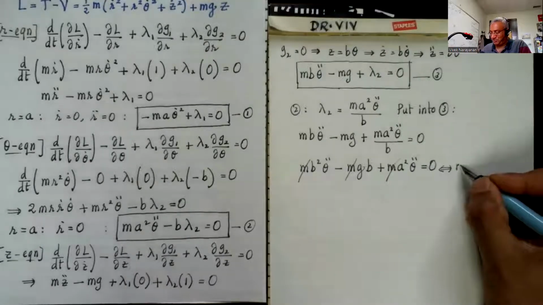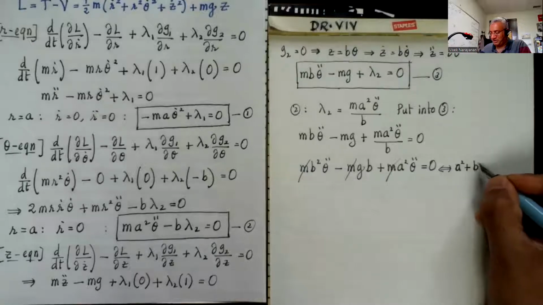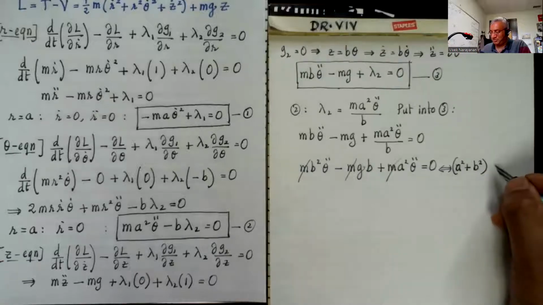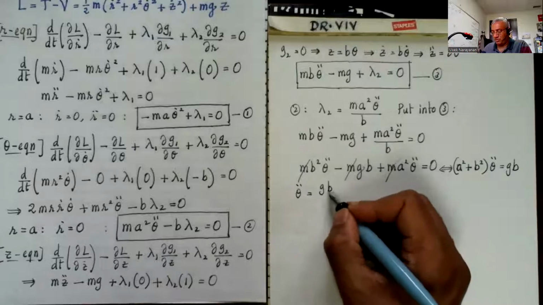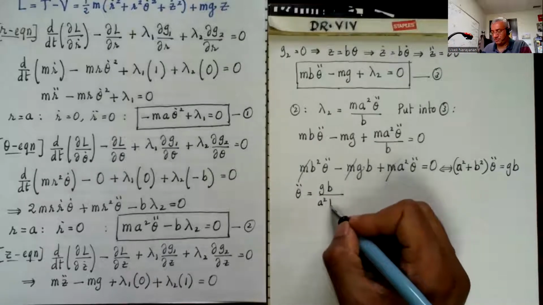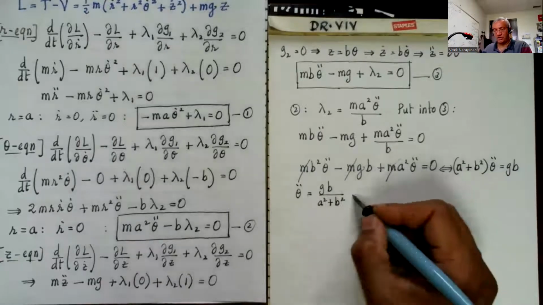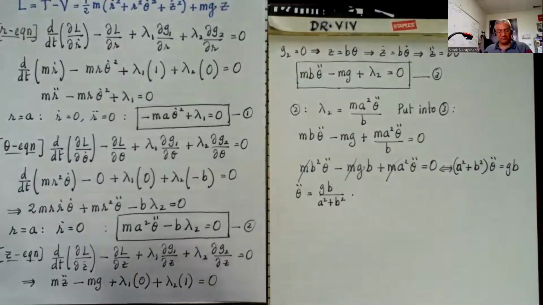So I'm going to get a squared plus b squared times theta double dot equals g b. And now I can solve for theta double dot. It's g b over a squared plus b squared. That's amazing. Out of nothing, we've been able to solve for the acceleration of the bead.